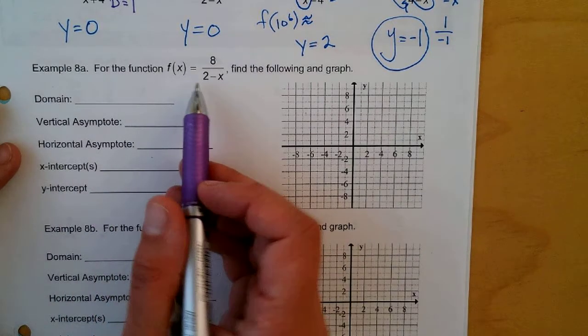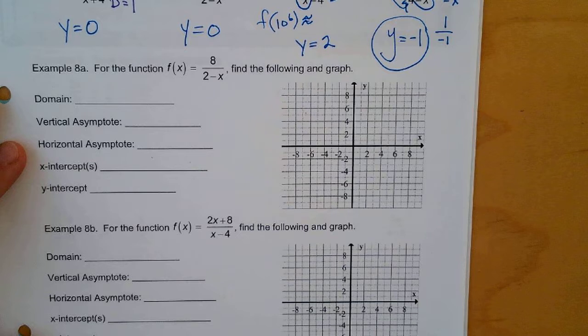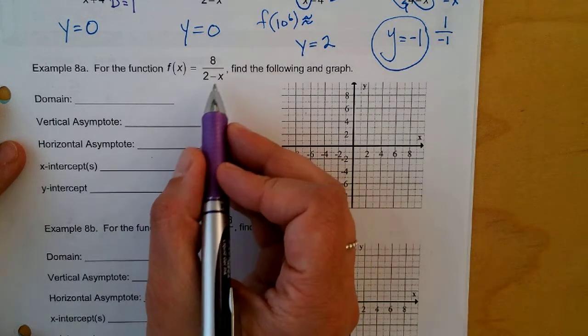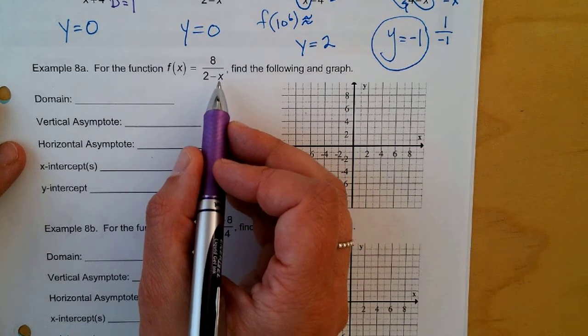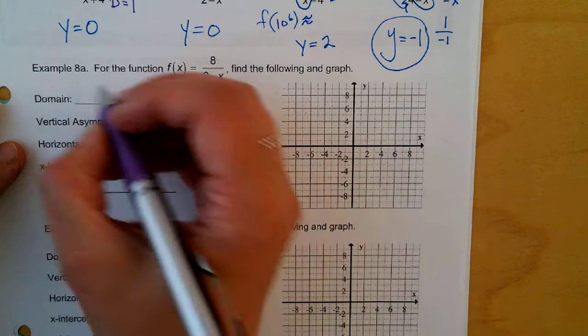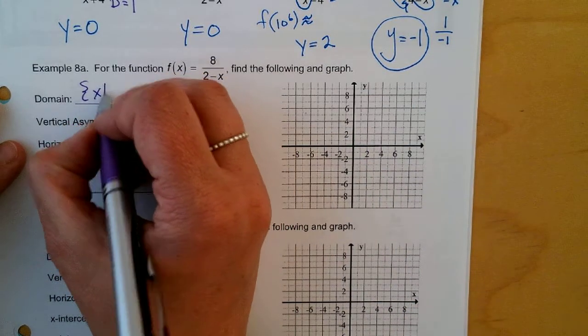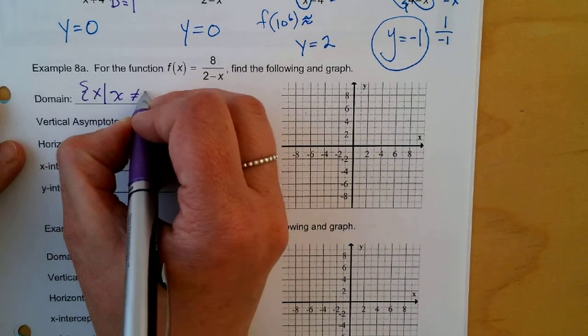So the first thing we're going to ask ourselves is, what's the domain? The domain comes from the fact that what can we not have in the denominator? We can't have the denominator equal 0. So what number for x would make that equal 0? So that's the number we can't have. We can't have x equals 2.